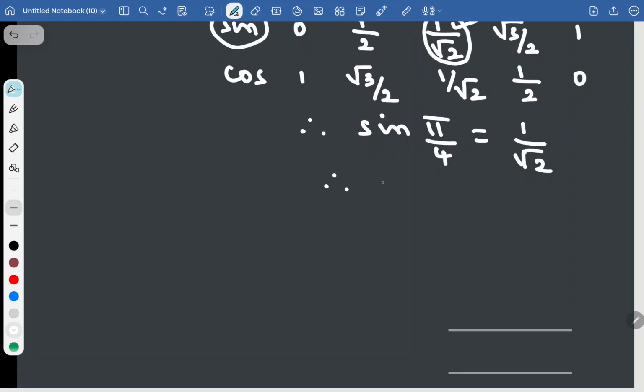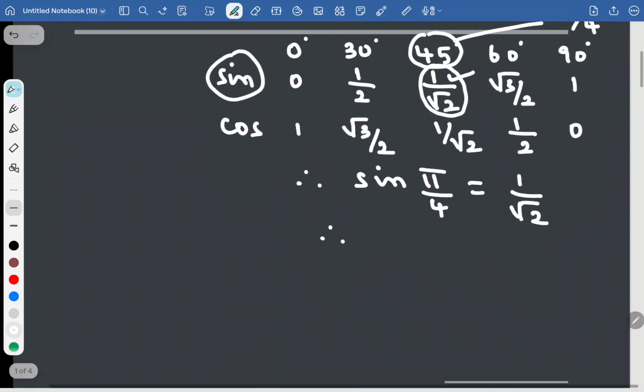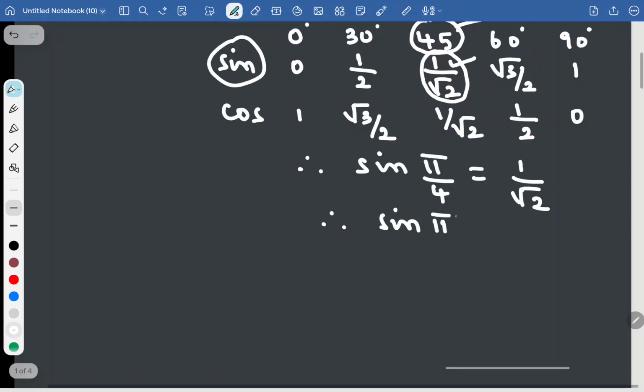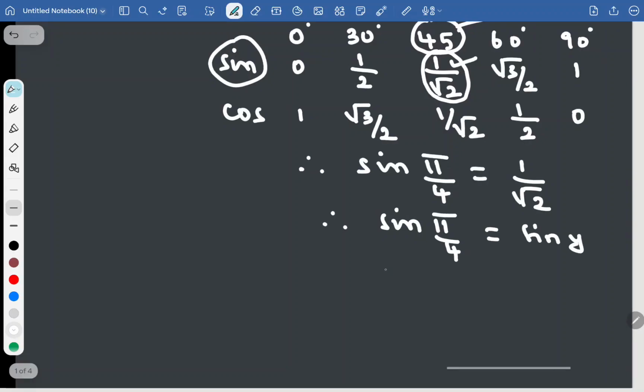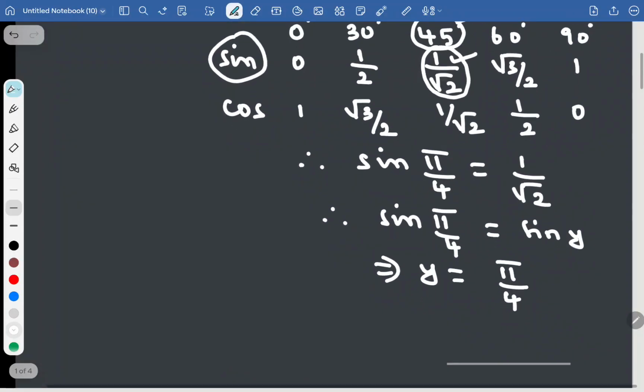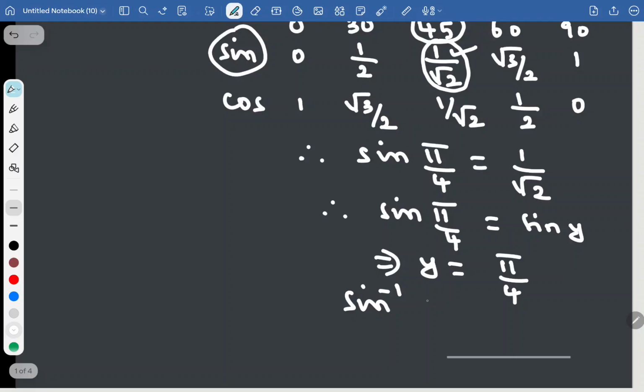Therefore, sine pi by 4 is equivalent to sine y. Therefore, y equal to pi by 4. But what is y? Sine inverse of 1 by root 2 is equivalent to pi by 4.